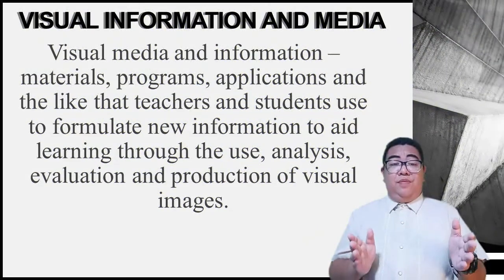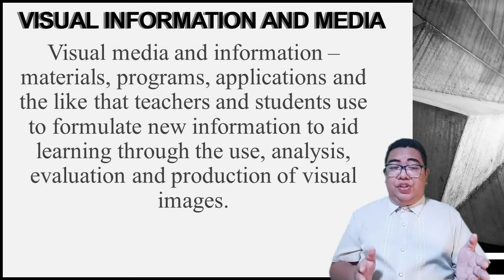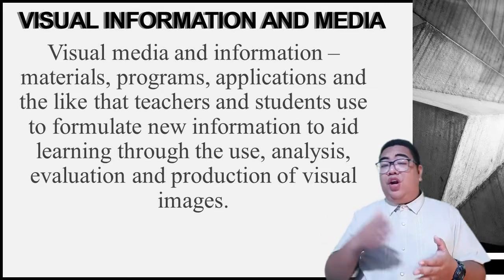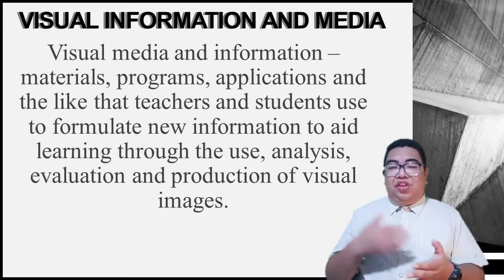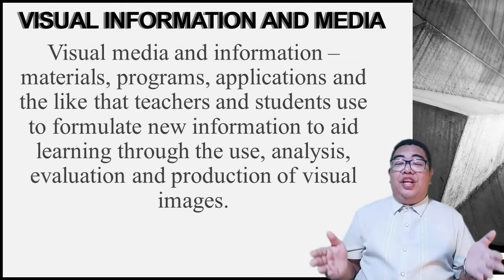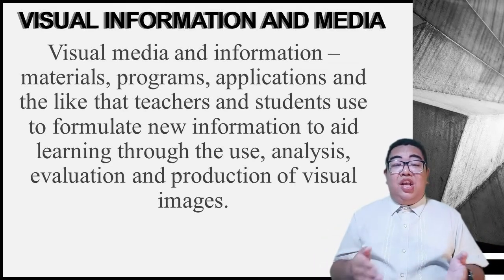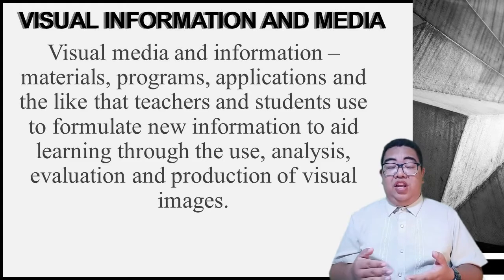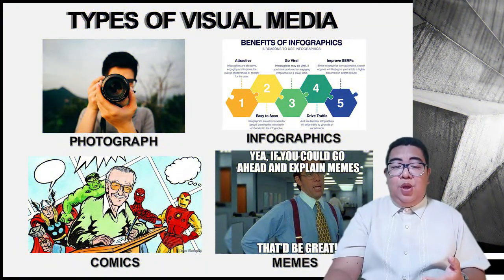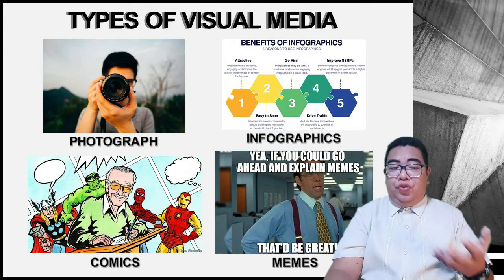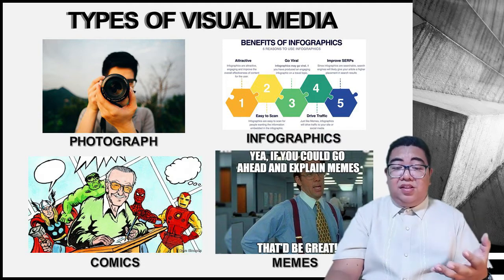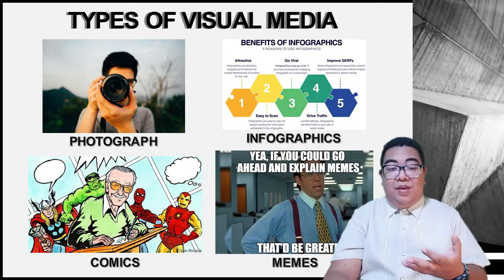Visual information and media, commonly used as visual media and information, are materials, programs, or applications that teachers and students use to formulate new information to aid learning through the analysis, evaluation, and production of visual images. We have different types of visual media. Number 1 on the list are photographs. Number 2 are infographics. We have also comics, and trending now are memes.